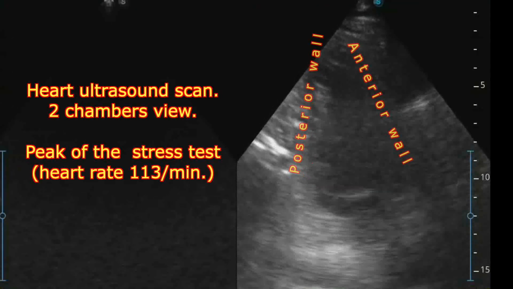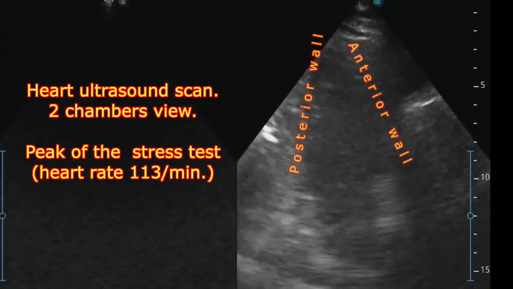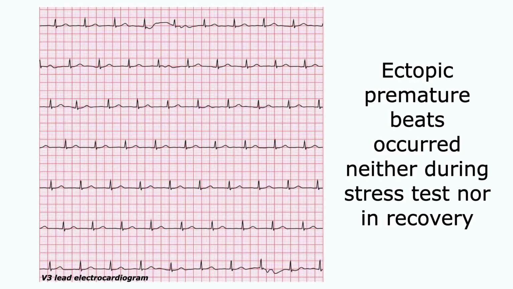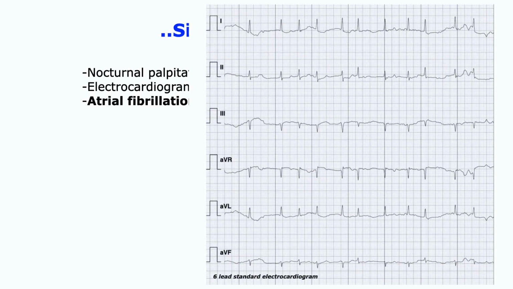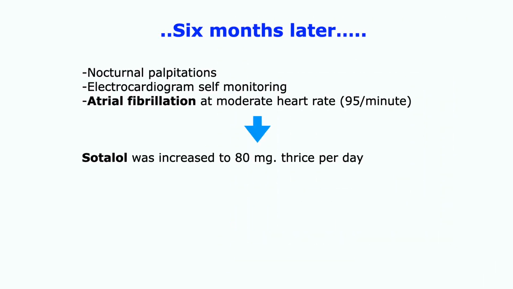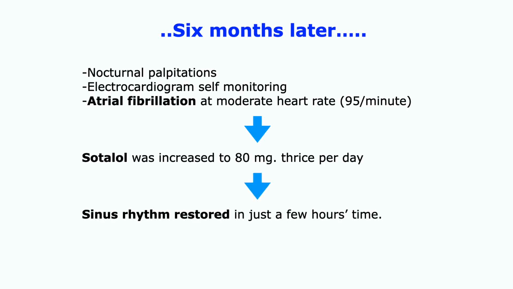views of the heart ultrasound scan, echobike test. Ectopic premature beats occurred neither during the stress test nor in recovery. A plan of progressive increase of workload was fixed. 6 months later, the patient perceived nocturnal palpitation, and the electrocardiogram self-monitoring showed atrial fibrillation of mean heart rate of 95 per minute. Sotalol was increased to 80 milligrams twice per day, and that was enough to restore sinus rhythm in just a few hours' time.